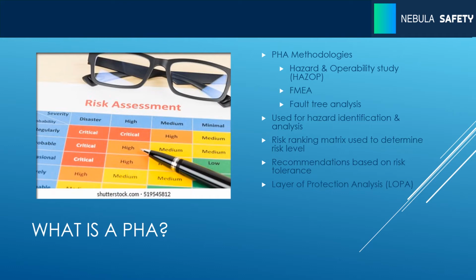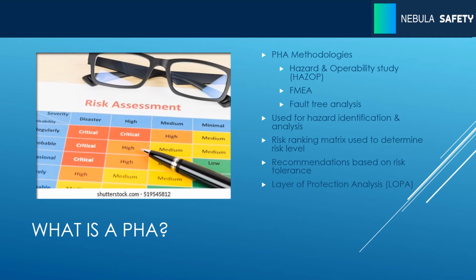These PHAs are basically used for hazard identification and analysis. Typically, they are a brainstorming session where a team of experts on the process and on the equipment used in the process can get together, have a discussion, brainstorm possible hazards, identify potential safeguards, and develop, once again, a qualitative risk ranking using an agreed upon risk matrix to determine the overall risk level, and then come to a determination as to whether or not that risk level is acceptable.